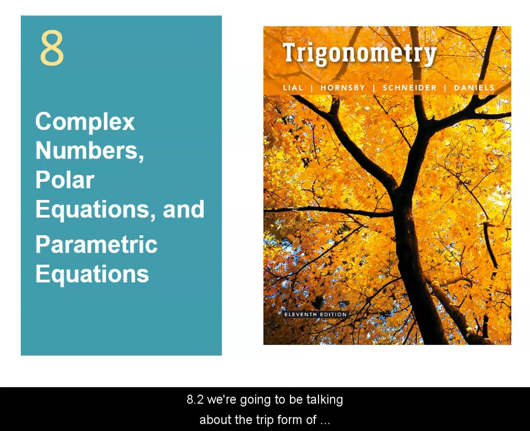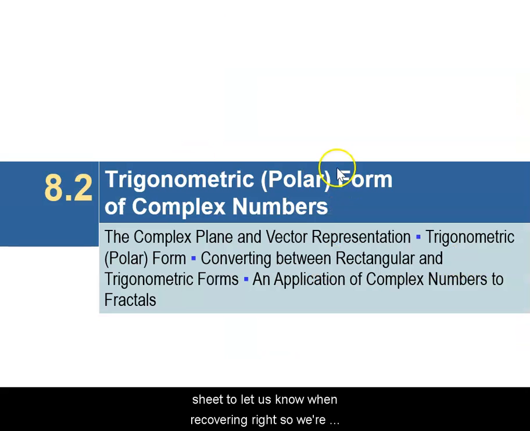This is section 8.2. We're going to be talking about the trig form of complex numbers. This is actually the polar form of complex numbers. The polar form of complex numbers are written in terms of sine and cosine. So here is the cover sheet to let us know what we're covering.